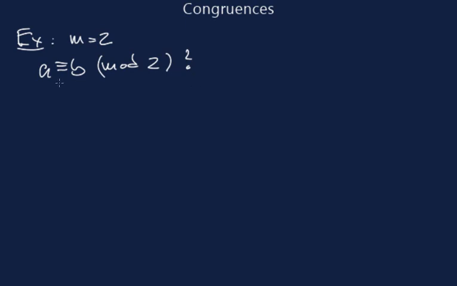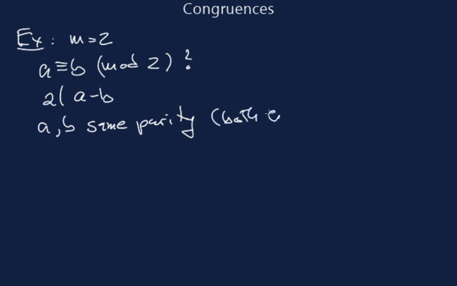Well, as I said, that means that 2 divides A minus B, and if A and B are the same parity, then their difference is divisible by 2. So this holds if and only if they're the same parity, either both even or both odd. So equivalence mod 2 captures the notion of parity.